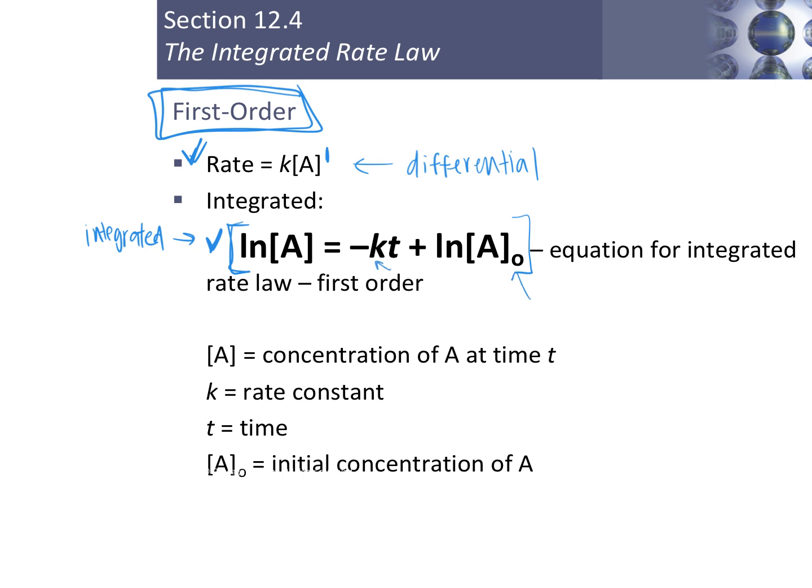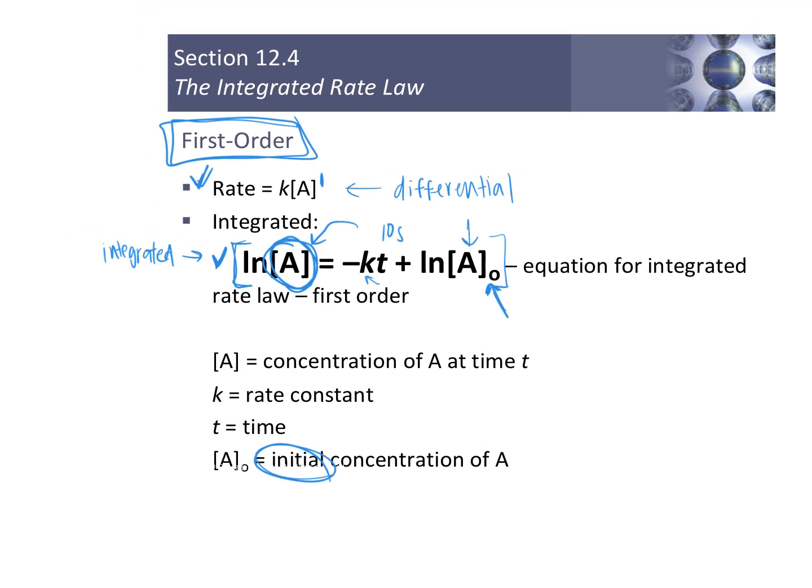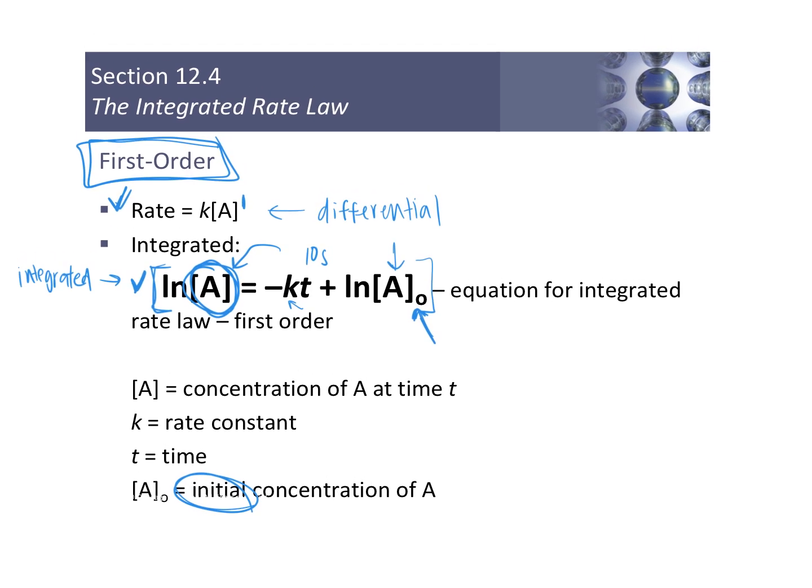And what do you think A sub 0 means? Any idea there? It's just the initial concentration of A. The 0 stands for the concentration of A at time 0. That means this other concentration is almost our final concentration, or the concentration at whatever time we're looking at. So if we plug in a time of 10 seconds, this A would be the concentration at 10 seconds, and this would be my starting concentration. So they'd most likely be different. Does that make sense how that gets plugged in? So there is our first order integrated rate law.